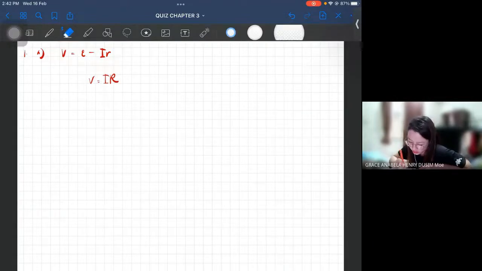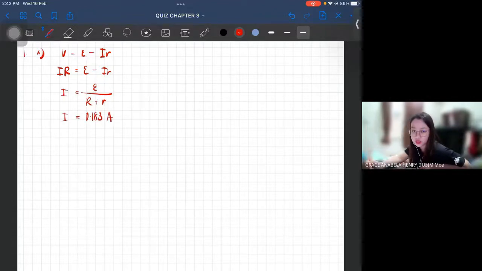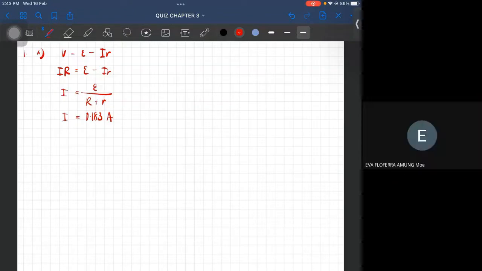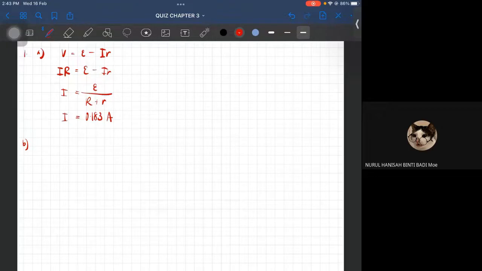Okay, so from here kamu boleh let V is equal to IR, which is Ohm's law. Dari sini kamu rearrange untuk find current. So you'll have EMF over R plus small r. So I will be equal to 0.183 ampere lah. Okay? Soalan 1A dapat? Dapat. Okay.